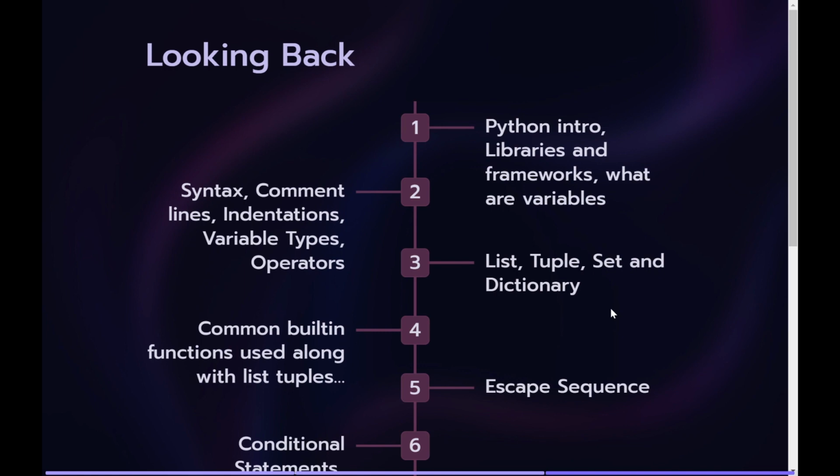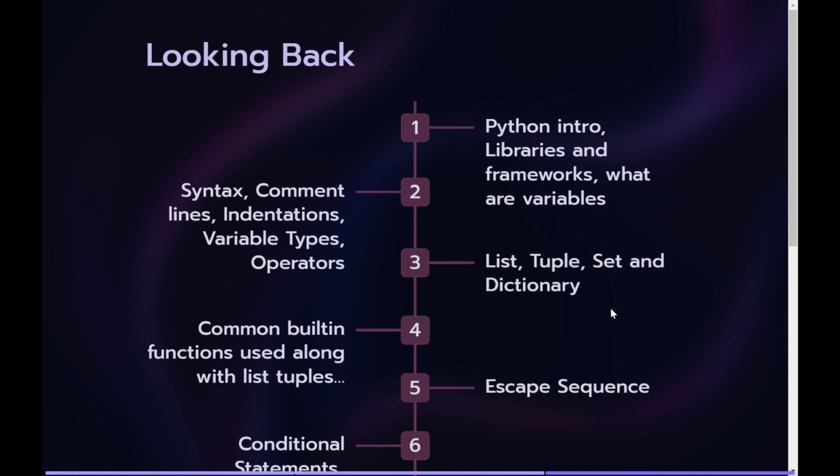Looking back, we went through what Python was. Python is a high-level language, closer to a human-readable format, and we went through what libraries and frameworks are, and what variables actually are. Then we went to how to write these variables. We had the syntax: you're not supposed to start with a digit, you can start with an underscore or an alphabet, and you're not supposed to use keywords, and all those syntax rules.